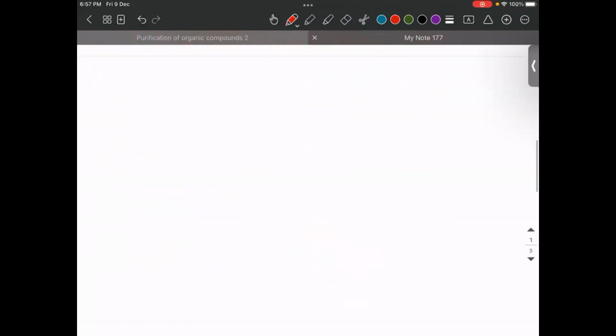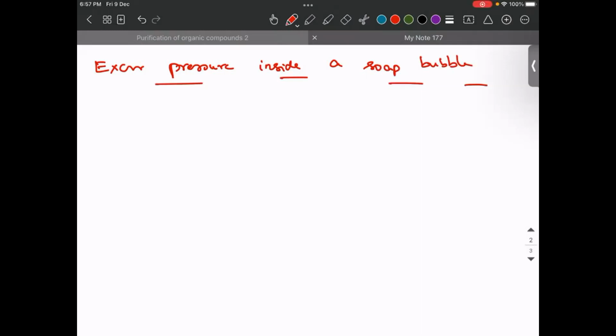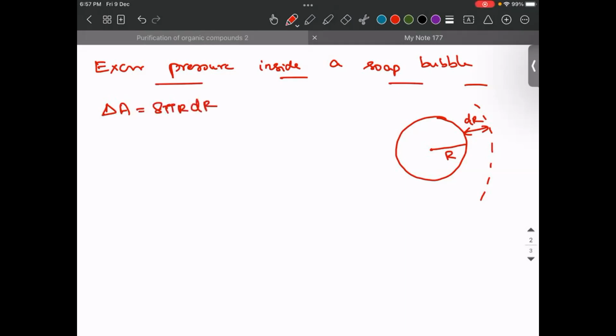Now, the same concept is extended to excess pressure inside a soap bubble. So when I talk about the excess pressure inside a soap bubble, the radius is this much, and the increase in the distance is going to be dr. So what is going to be the change in area again? 8 pi r dr. Same logic, 4 pi into (r plus dr) the whole square minus small r square.